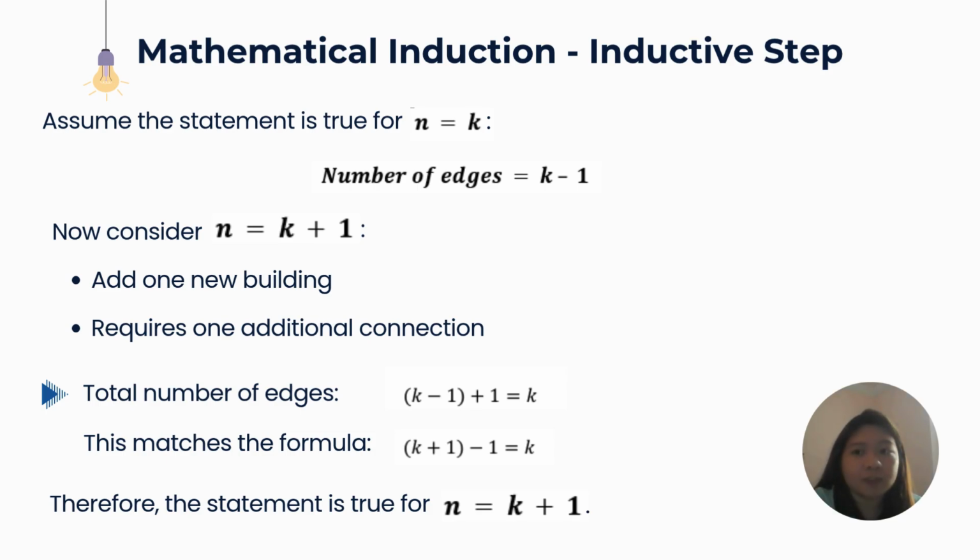Next, we proceed to the inductive step. We assume the statement is true for n equals k, where the number of edges is k minus 1. Now we consider n equals k plus 1. When we add one new building, it requires exactly one additional connection. So the total number of edges becomes k minus 1 plus 1, which equals k. This matches the formula, since k plus 1 minus 1 is also equal to k. Therefore, the statement is true for n equals k plus 1.